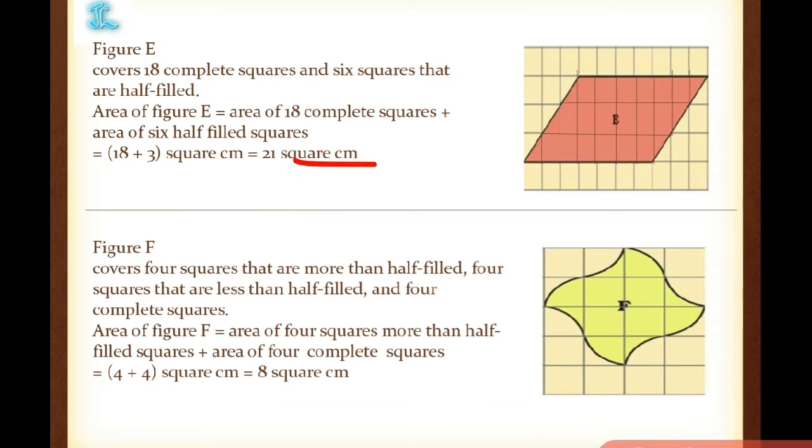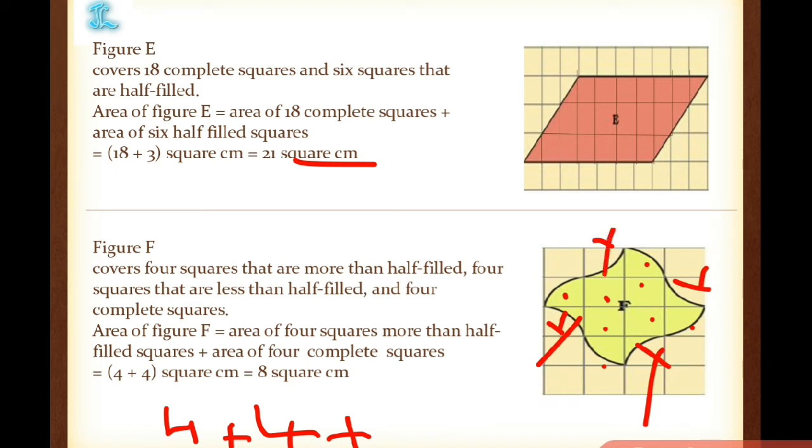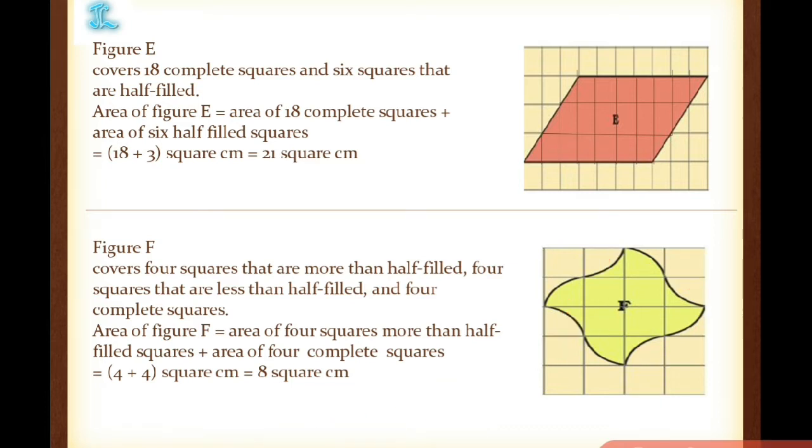Understood? Now for F, first calculate how many complete squares are there. 1, 2, 3, 4. 4 complete squares are there. Plus, now see, this is more than half. This is more than half. This is more than half. This is more than half. So 4 more than half. That is 4 into 1, 4. And then next, when we consider this, that is less than half, less than half, less than half, less than half. And I said that less than half is not considered. So we get only 4 plus 4, that is equal to 8 square centimeters.